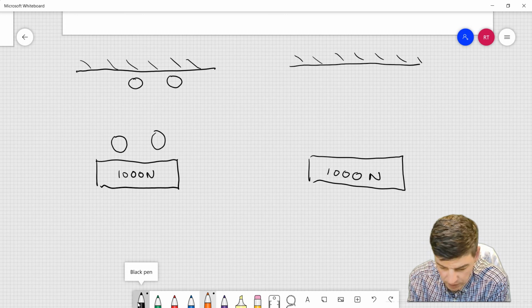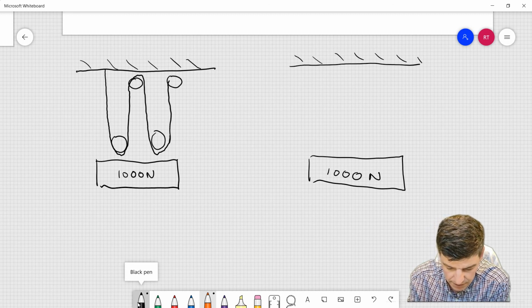I have one way that I could arrange that, which is that I could start my rope and tie it to the ceiling, and I could work my way up and down, up and down, and up and down.